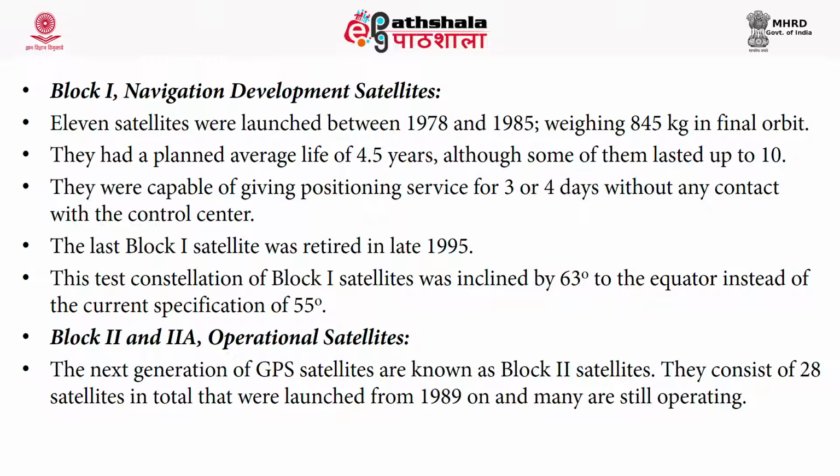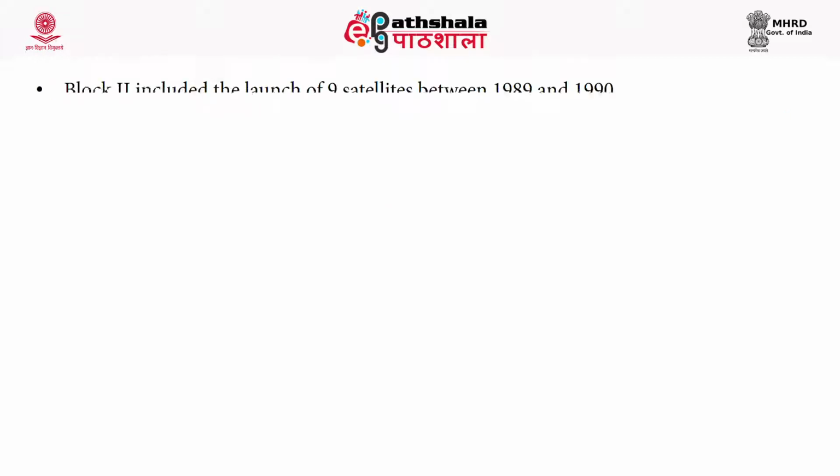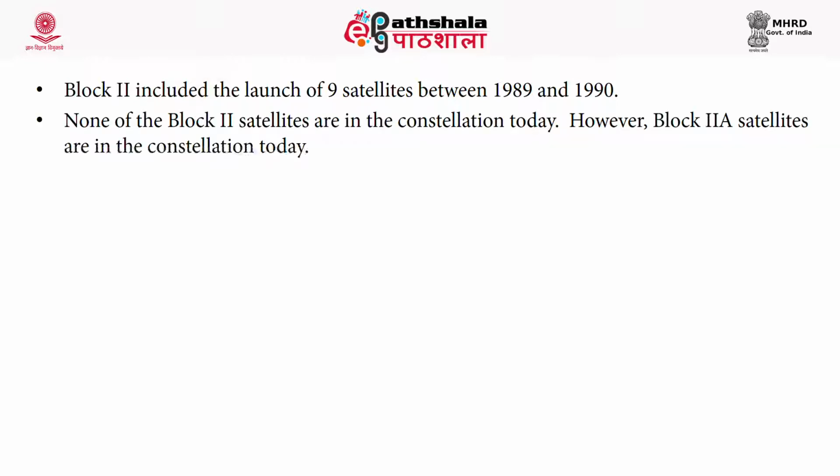They consist of 28 satellites in total that were launched from 1989, and many of them are still operating. Block 2 included the launch of 19 satellites between 1989 and 90. None of these satellites are in the constellation today. However, the satellites of Block 2A are in the constellation.